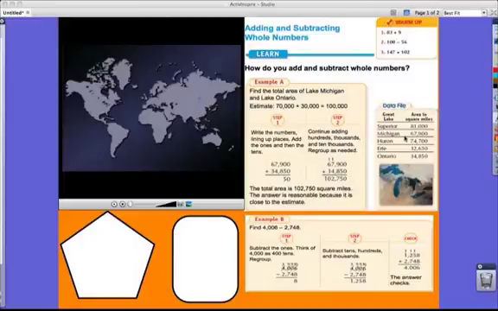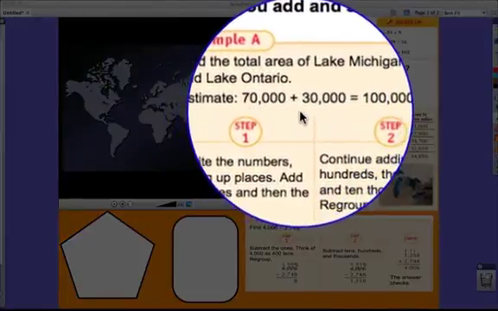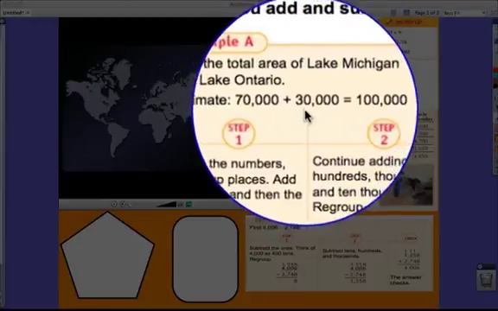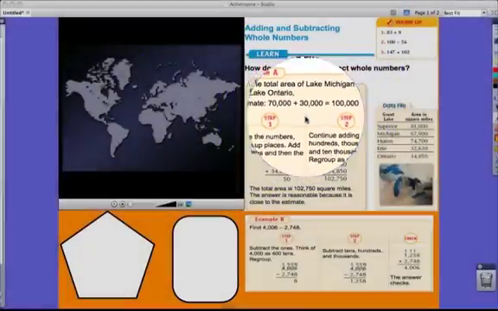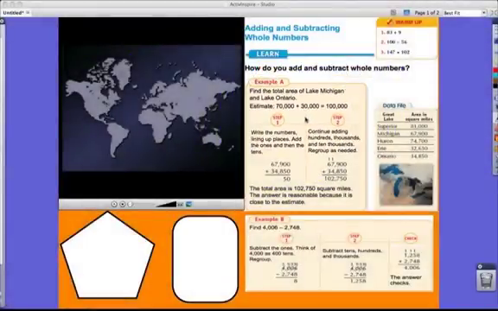As you can see, according to the statement, if we wanted to find the total area of Lake Michigan and Lake Ontario, Lake Michigan is 67,900 square miles. Wow. And Lake Ontario is 34,850 square miles. Over here, for the estimate, we round 67,900 to 70,000, and we also round the 34,850 to 30,000. But if we wanted to know the exact square miles, we would have to add both numbers together right here, 67,900 and 34,850.